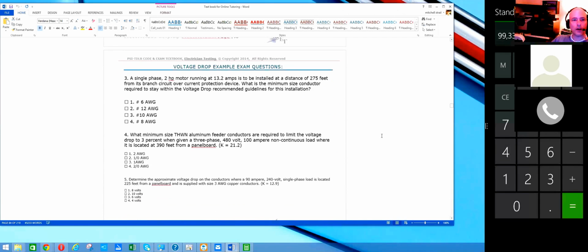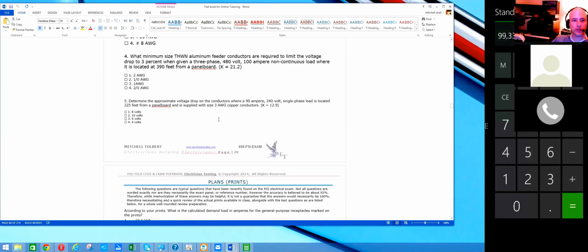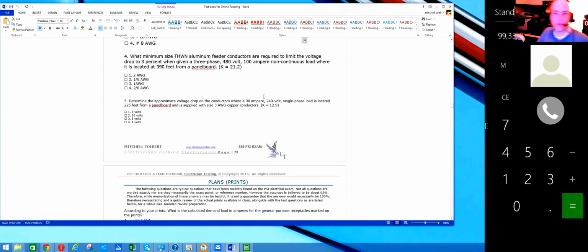I may have to email them to you later, but I might be able to do them right now. All right, I've got number 5 here, which is determine a voltage drop on a conductor, where I've got 90 amps, 240 volts, single-phase load located 225 feet from a panel board and supplied with the size 3 copper conductors, K equals 12.9. So I'm looking for a single-phase load, 225 feet from this panel board.